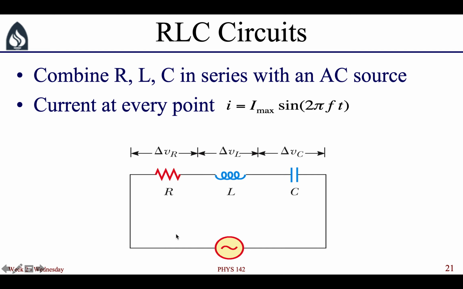Now we can have a circuit with a resistor, an inductor, and a capacitor all in series with an alternating current source. The current at every point in this circuit will be the same, and it will be oscillating like a sine wave. But one question we'll want to ask ourselves is, we know the current everywhere is the same. What's going on with the voltages across the resistor, the inductor, and the capacitor? So how do the RMS voltage quantities compare with each other, and how do we find them?